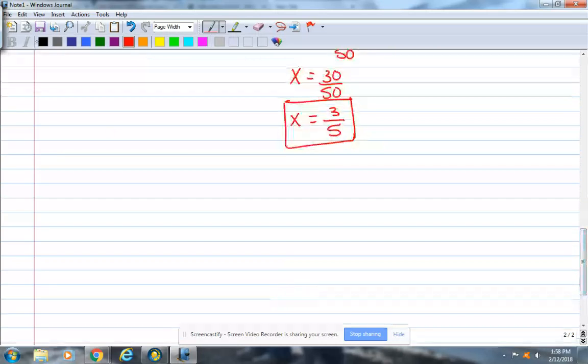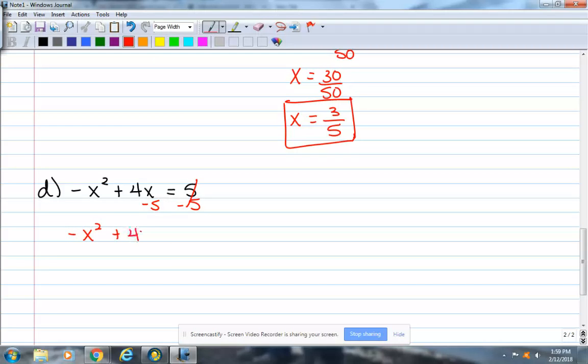So, let's see a couple more. Negative x squared plus 4x equals 5. Subtract 5. Yeah, we got to get it equal to 0 to do the quadratic formula. Negative x squared plus 4x minus 5. A is negative 1. B is positive 4. C is negative 5. Very good.